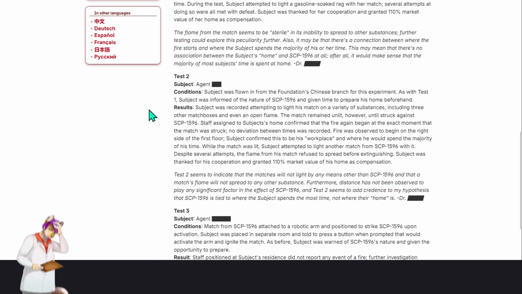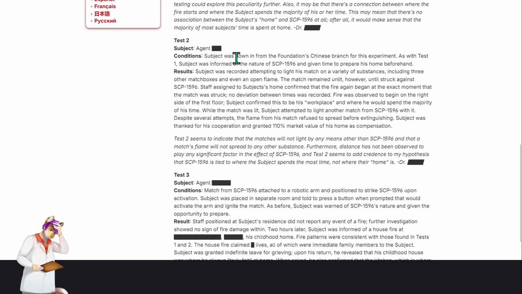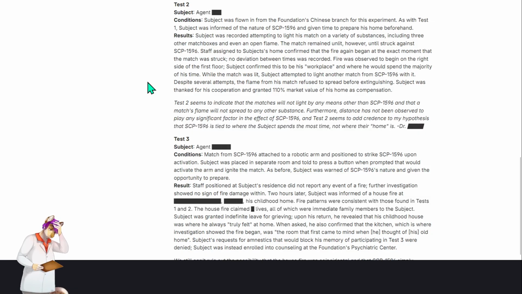Dr. Somebody. This seems to be a different agent. Conditions: the subject was flown in from the Foundation's Chinese branch for this experiment. As with Test 1, they were informed of the nature and given time to prepare his home beforehand. Results: subject was recorded attempting to light his match on a variety of substances, including 3 other matchboxes and even an open flame. The match remained unlit until struck against 1596. Staff assigned to the subject's home confirmed that this fire again began at the exact moment that the match was struck. No deviation between times was recorded.